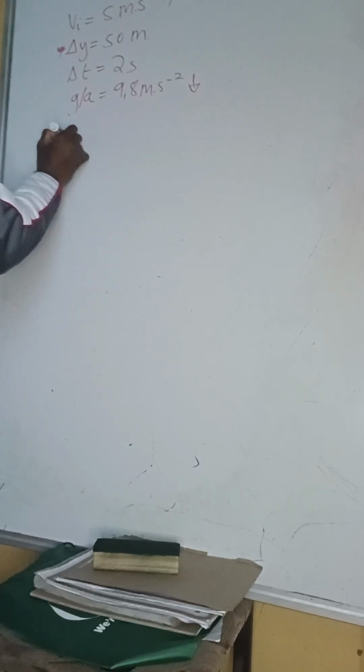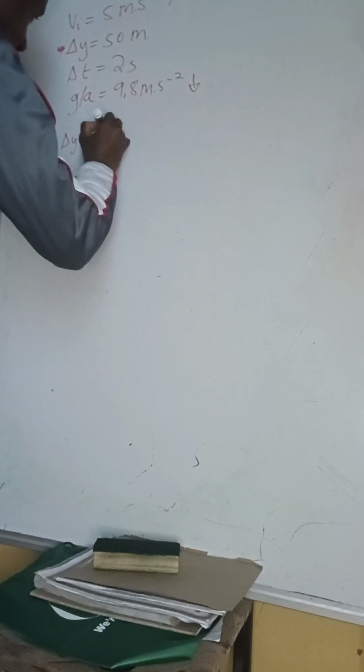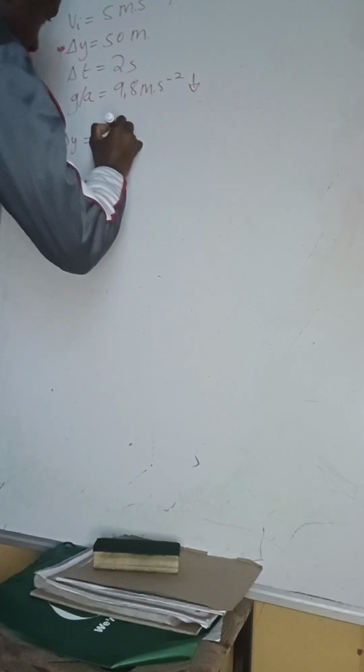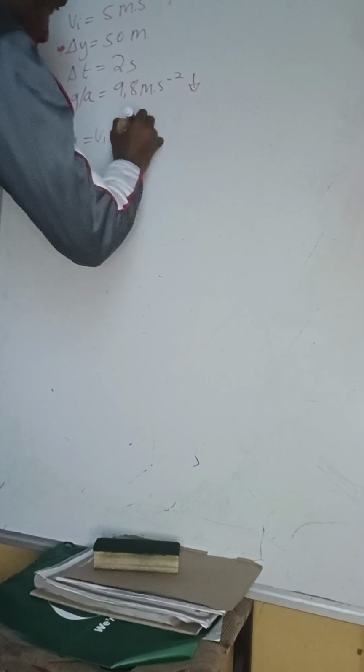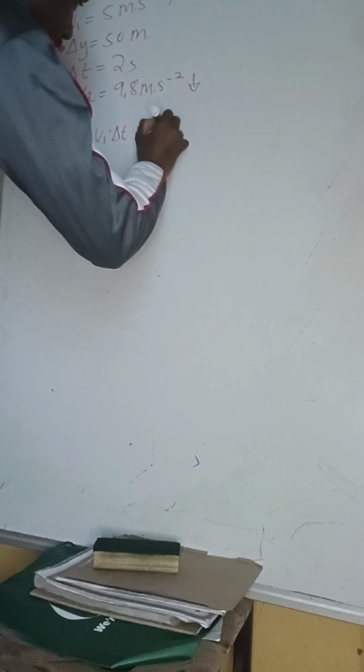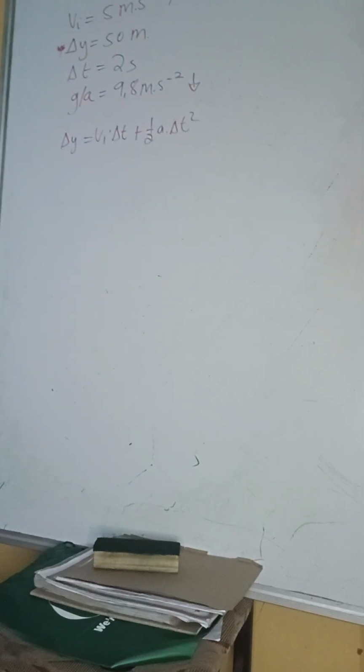So you're gonna write delta y is equal to, which one can we use? So we have the initial velocity, time and acceleration. We can use this: vi delta t plus half a delta t squared. We can use this formula. But now remember that after this, what is important is that you always choose direction.